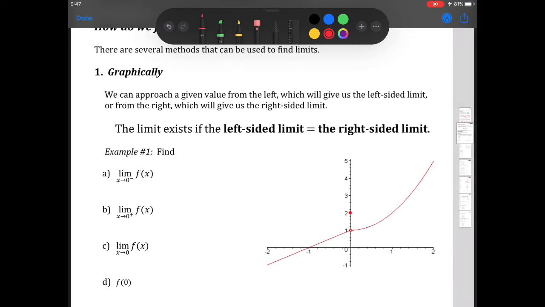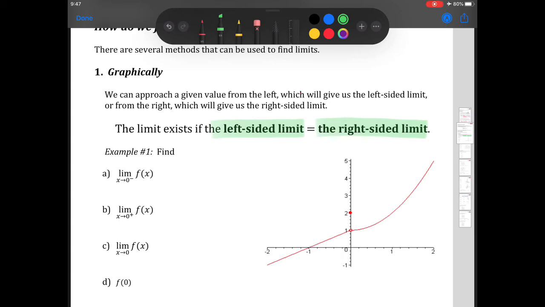Graphically, we can approach a given value from the left, which will give us the left-sided limit, or from the right, which will give us the right-sided limit. So this is your first method: the limit exists if the left-side limit is equal to the right-side limit. So let's do the question.